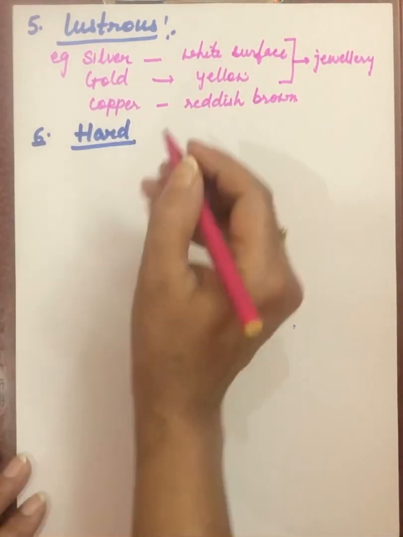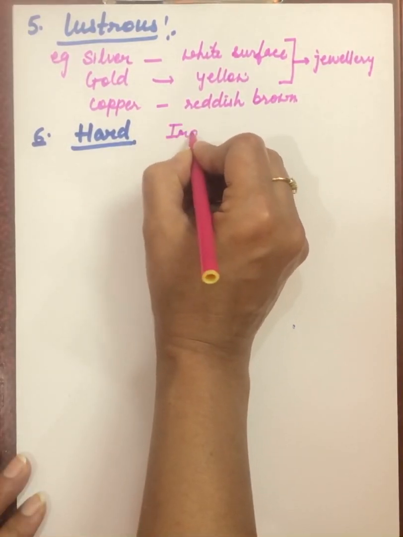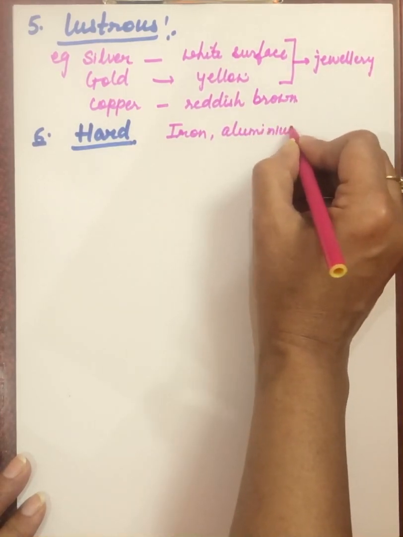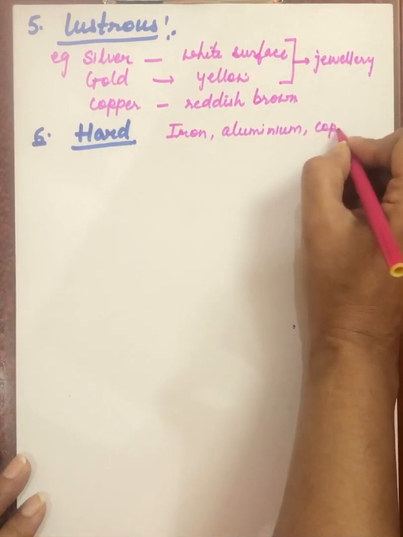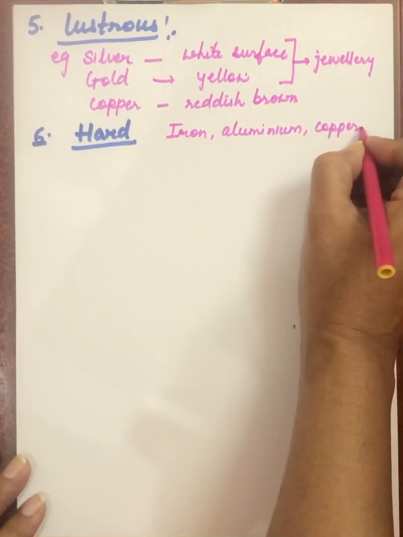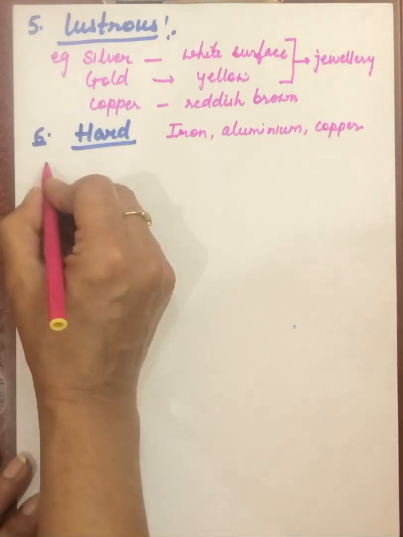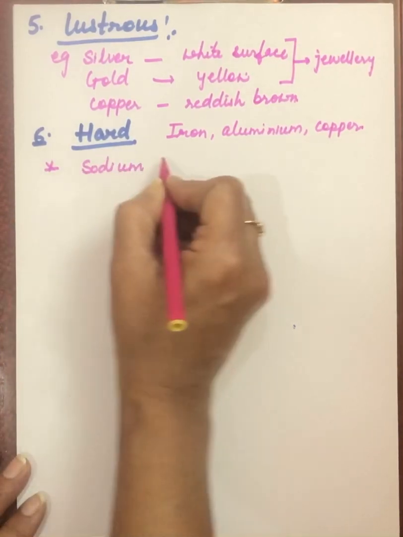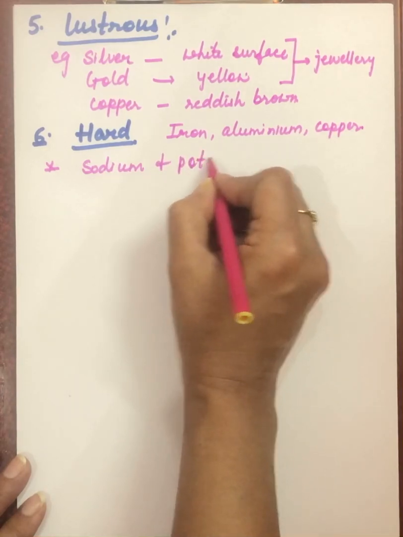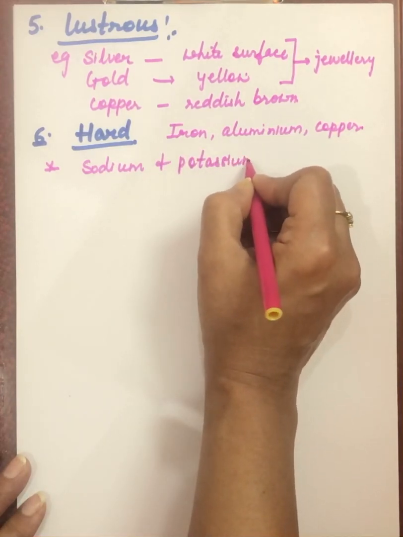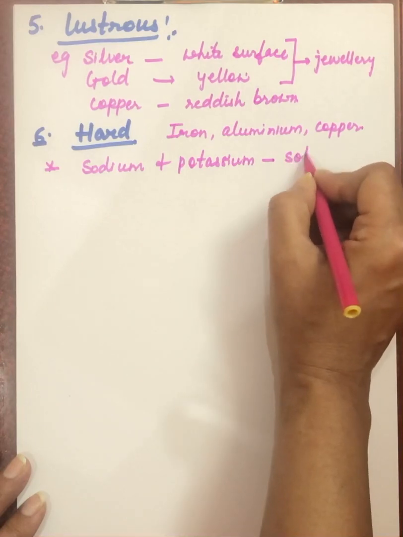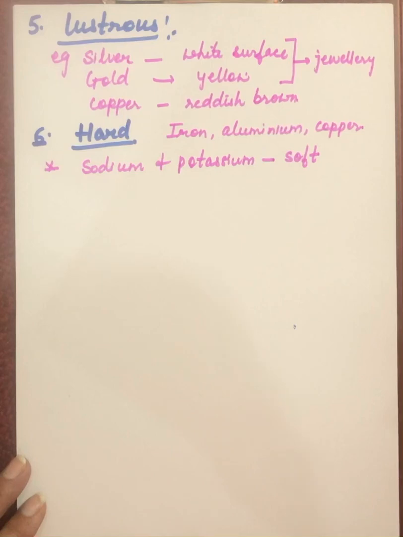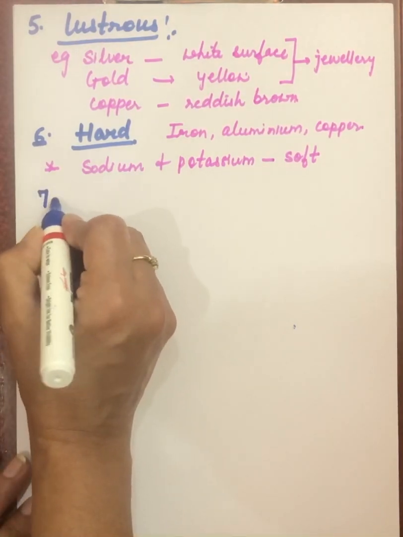Iron, aluminium, copper, etc. They are very hard. However, there are some metals like sodium and potassium. These are quite soft metals and can be easily cut with a knife. They are so soft that we can cut them easily with a knife.